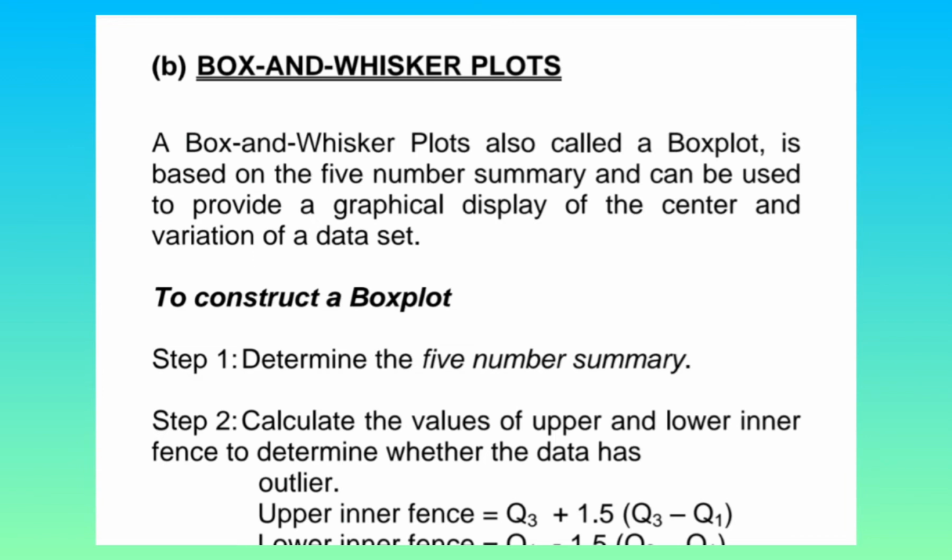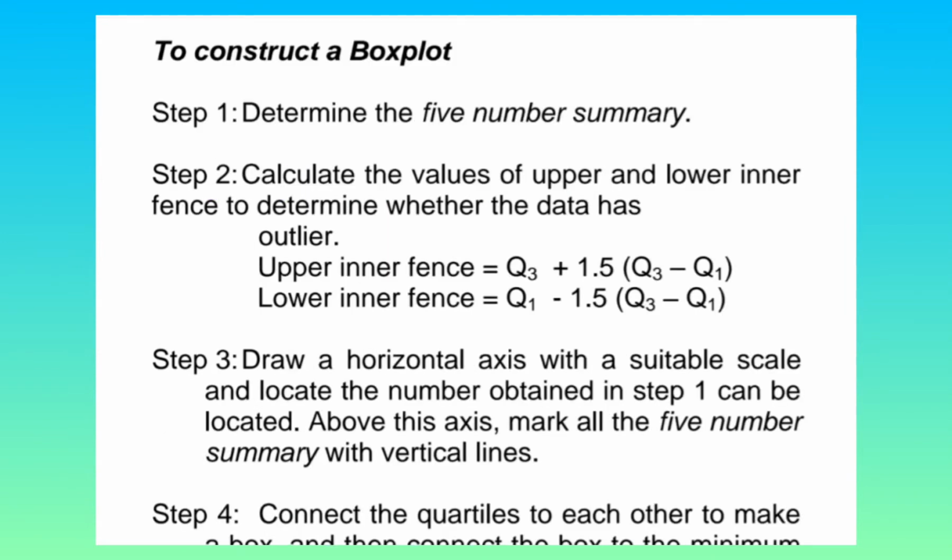Next, we move to the next part, which is box and whisker plots. A box and whisker plot, also called a box plot, is based on the 5 number summary and can be used to provide a graphical display of the center and variation of data. To construct a box plot, the first step is to determine the 5 number summary. Second step, calculate the values of the upper and lower inner fence to determine whether the data has an outlier or not. The formula for the upper inner fence is Q3 plus 1.5 times (Q3 minus Q1), and the lower inner fence is Q1 minus 1.5 times (Q3 minus Q1).